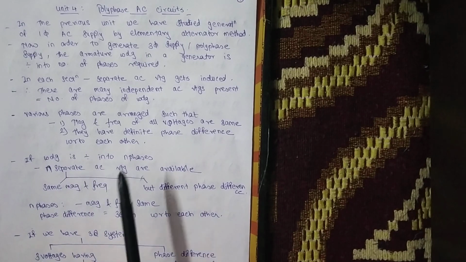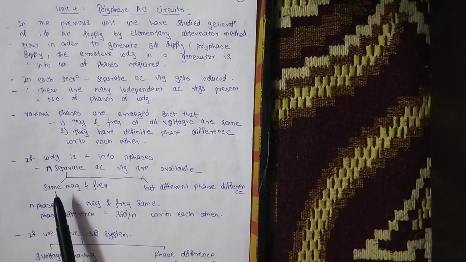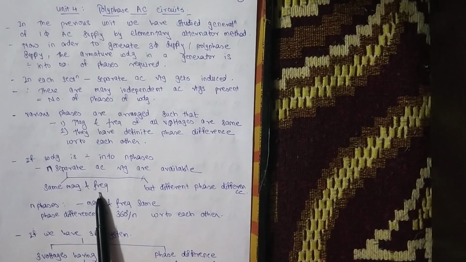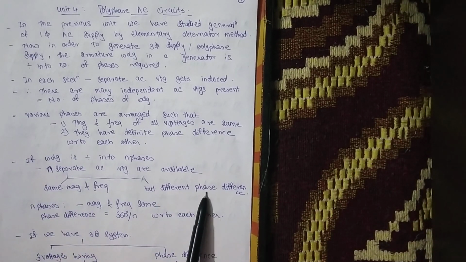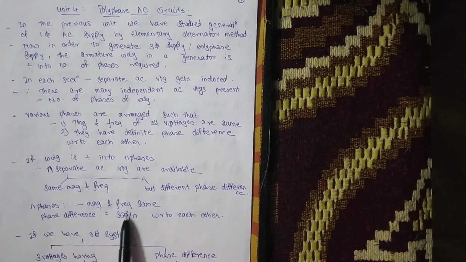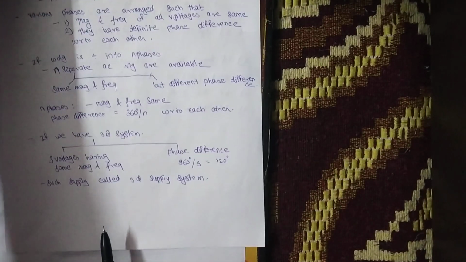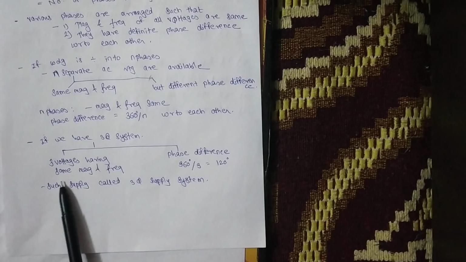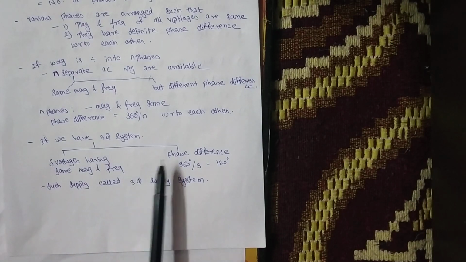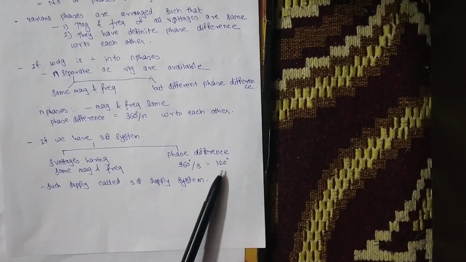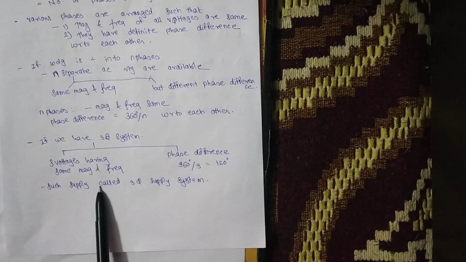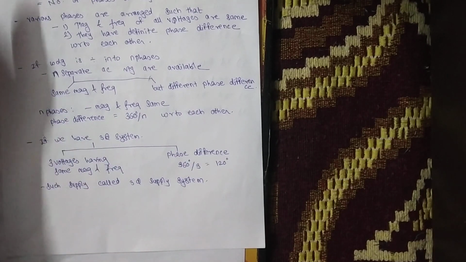So if I consider n number of phases, I can have the same magnitude and frequency for those n voltages, and the phase difference between each of them will be 360 divided by n. So if we have a 3-phase system, the 3 voltages are going to have the same magnitude and frequency, and the phase difference will be 360 divided by 3, that is 120 degrees. Such a supply is called a 3-phase supply system.